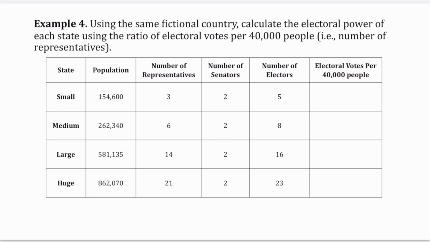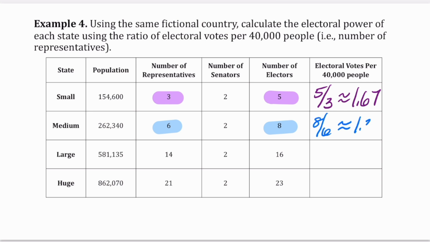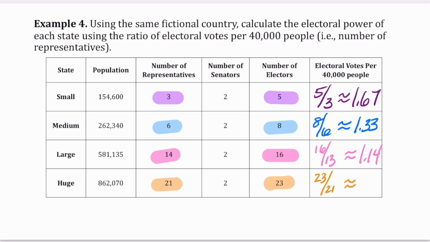So to do this, we're going to divide the number of electors by the number of representatives. For a small state, we have 3 representatives and 5 electors. So we'll do 5 divided by 3, which is approximately 1.67. For medium, we have 6 representatives and 8 electors. So we'll have 8 divided by 6, which is approximately 1.33. For large, we have 14 representatives and 16 electors, giving us approximately 1.14. And for huge, we have 21 representatives and 23 electors, giving us approximately 1.10.